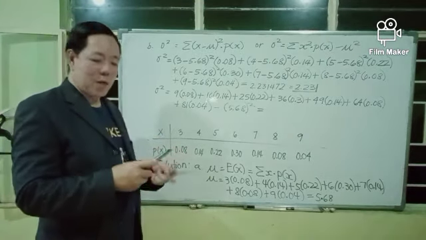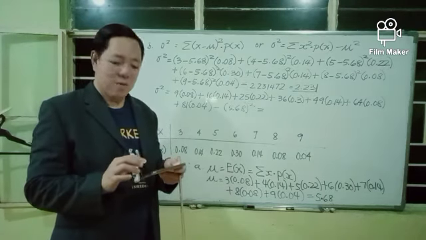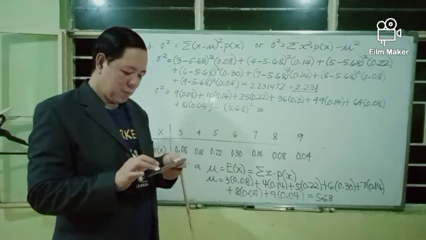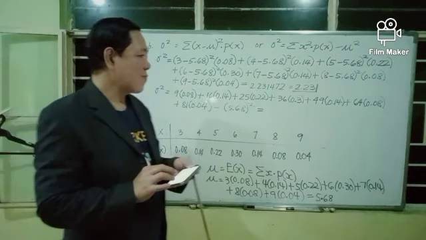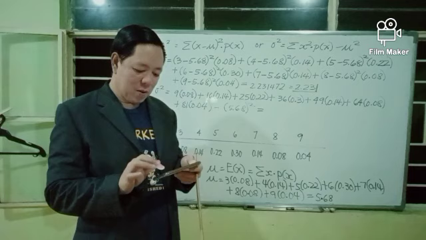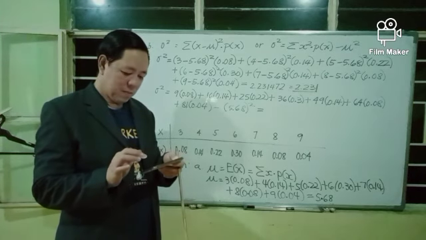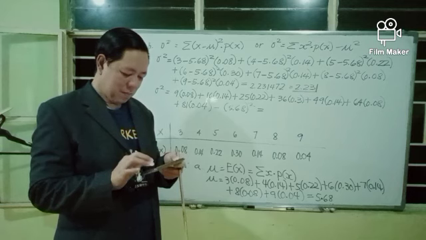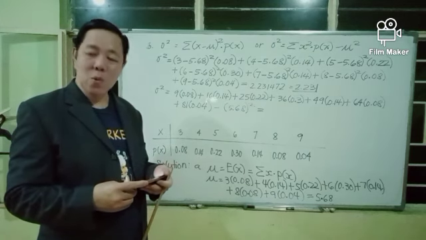We have 9 times 0.08, plus 16 times 0.14, plus 25 times 0.22, plus 36 times 0.3, plus 49 times 0.14, plus 64 times 0.08, plus 81 times 0.04, minus 5.68 squared. And we get 2.2176.